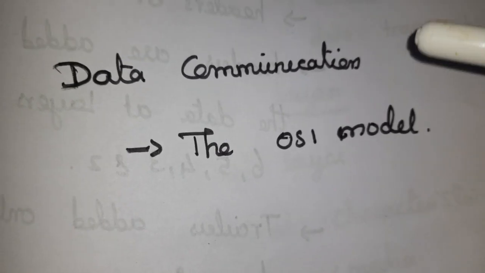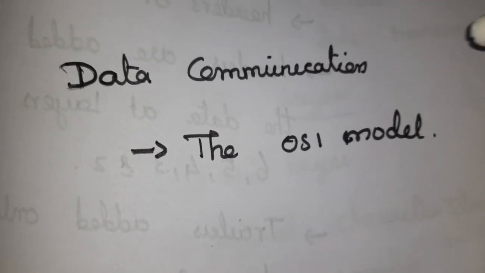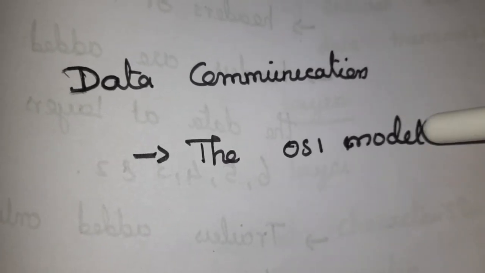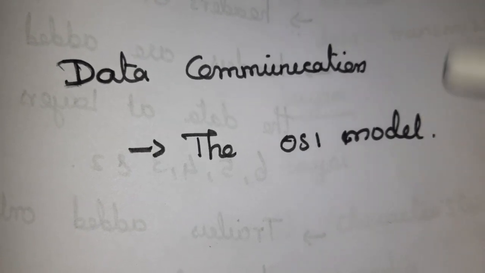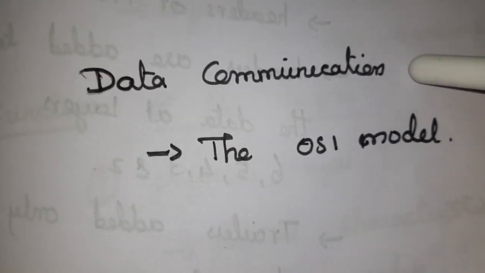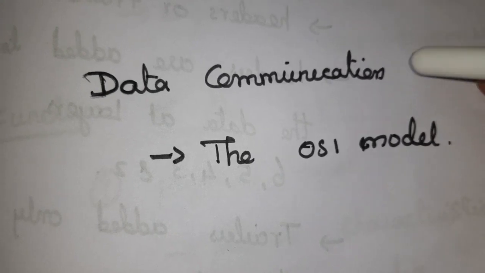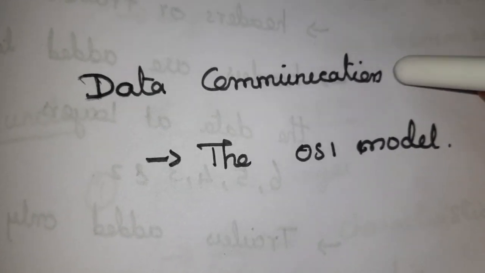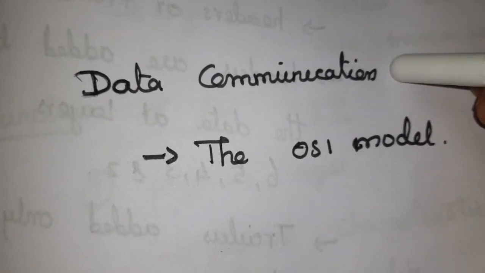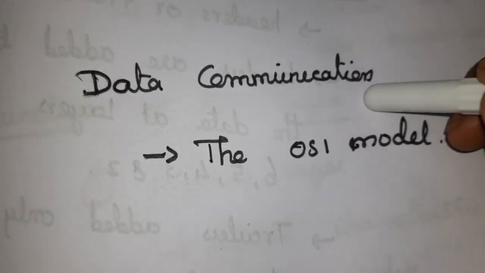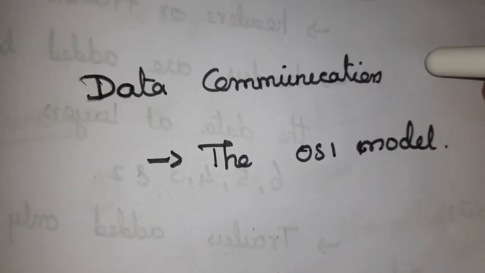So in this video we start the data communication chapter. Under this topic we cover the OSI model in this video. So first, the definition of data communication. What is the purpose of studying data communication? It means we can communicate data between two different devices via some transmission medium.